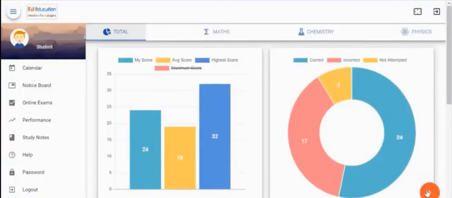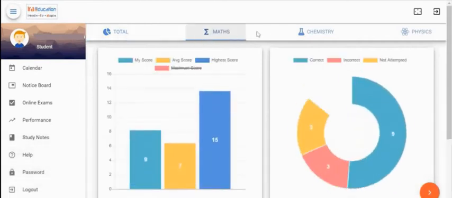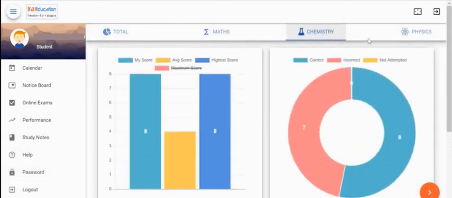Here we see a graphical comparison of the student's score, the average, and the highest marks for that test in an overall and subject-wise manner. Apart from that, we also see a pie chart representation of the number of correct and incorrect and unanswered questions, again in an overall and subject-wise manner.